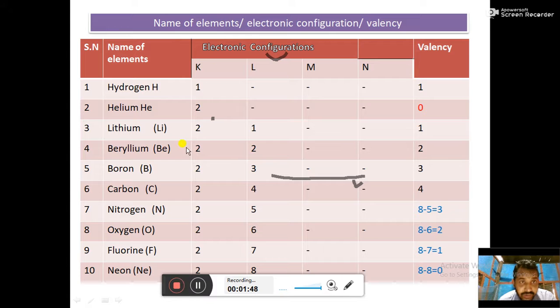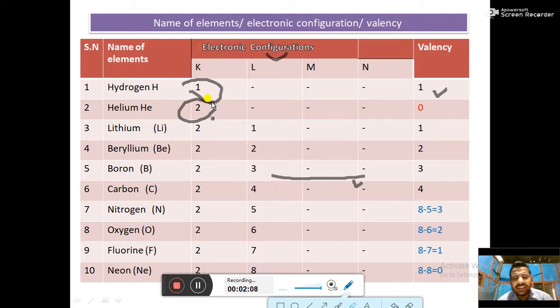And here is the list of elements and their corresponding valency, which I am going to discuss. Hydrogen's outermost electron is 1, that's why its valence is also 1. Helium's outermost electrons are 2.